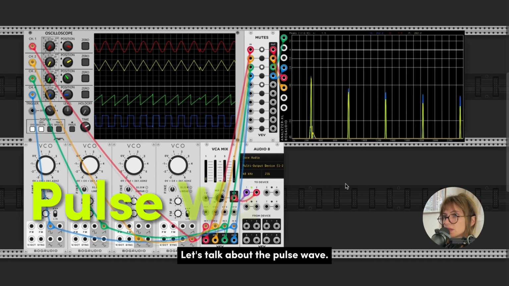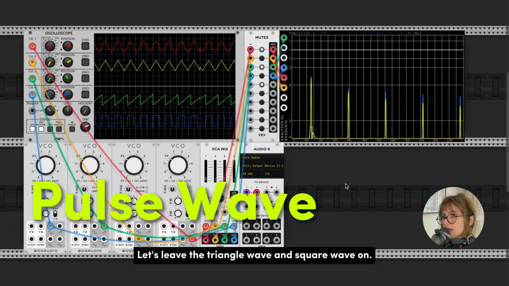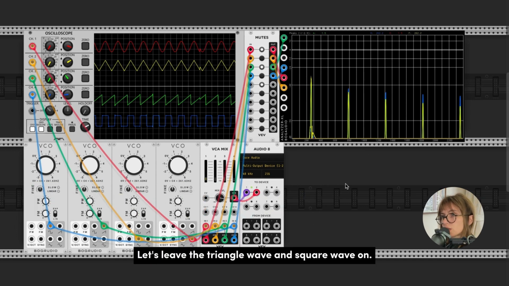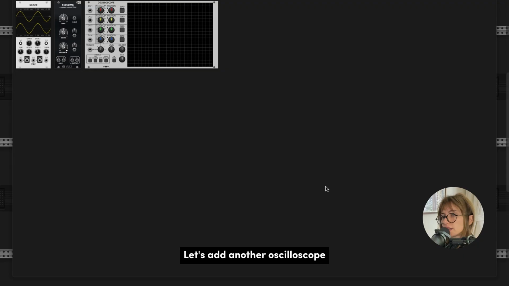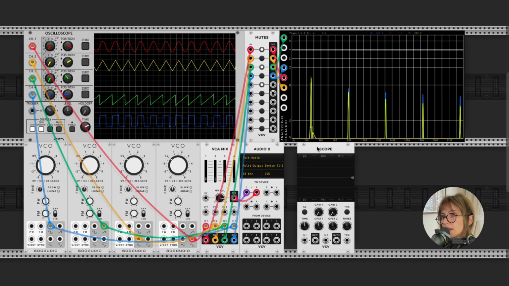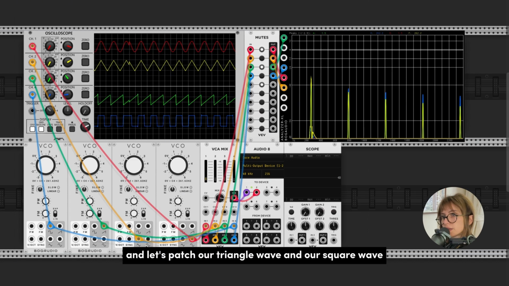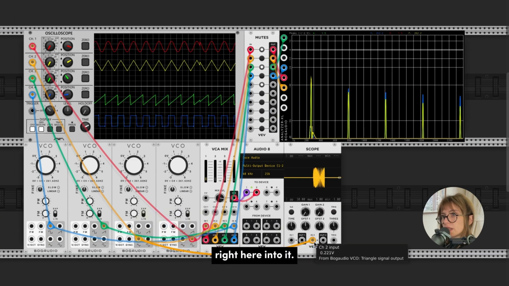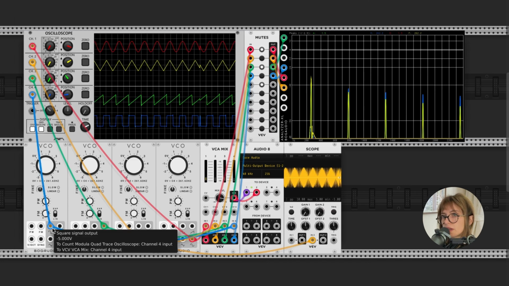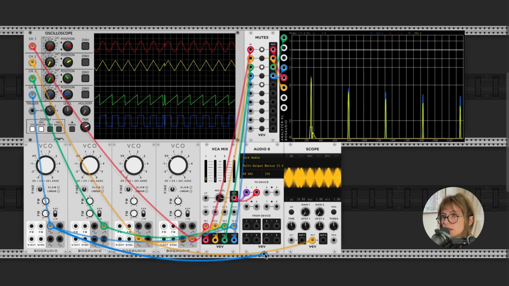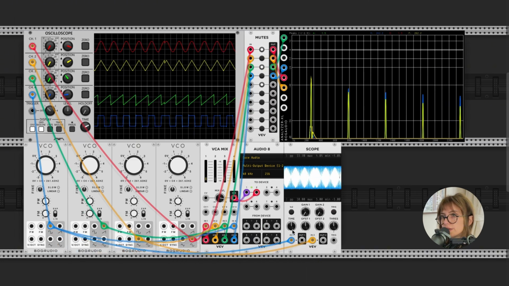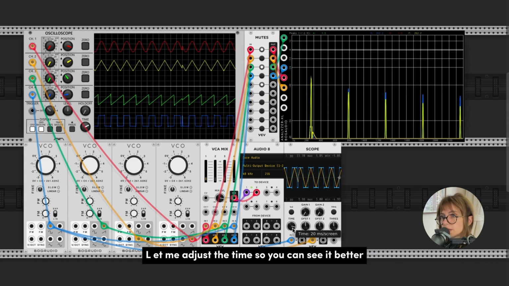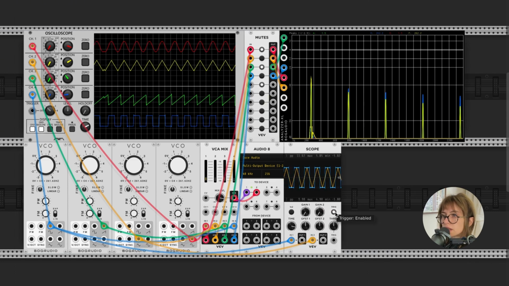Let's talk about the pulse wave. Let's leave the triangle wave and the square wave on. Let's add another oscilloscope, and let's patch our triangle wave and our square wave right here into it. Let me adjust the time so you can see it better.